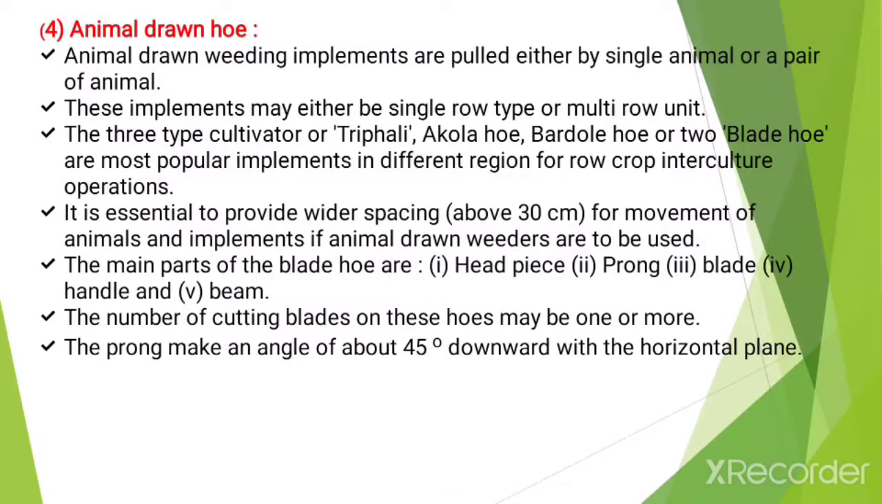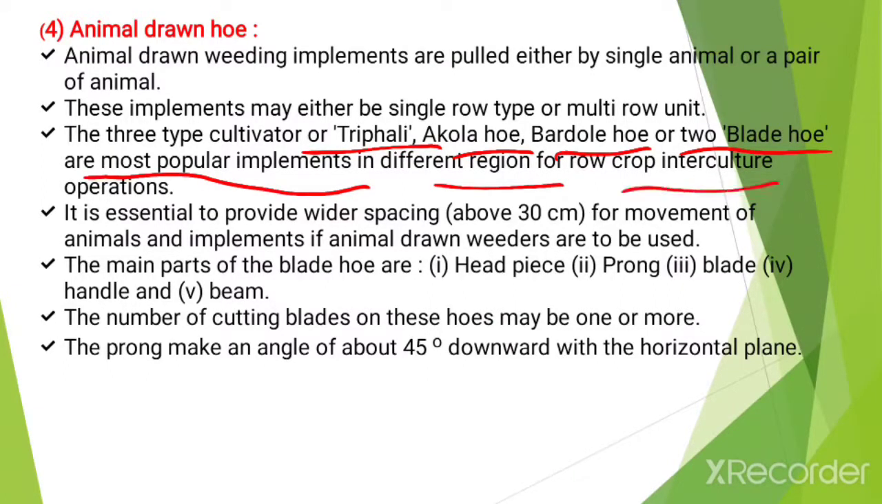Then the next implement, that is animal drawn hoes. Animal drawn weeding implements are pulled either by a single animal or a pair of animals, and these implements may be either single row type or multi row unit. The 3 tine cultivator, or Trifoli or Akola hoe, then Bardoli hoe or 2 blade hoe are the most popular implements in the different regions for row crop intercultural operations. It is essential to provide wider spacing, above 30 centimeter, for movement of the animals and implements if animal drawn weeders are to be used.